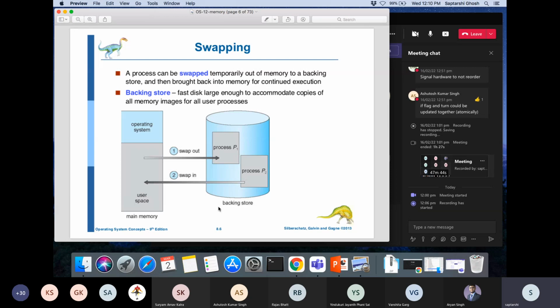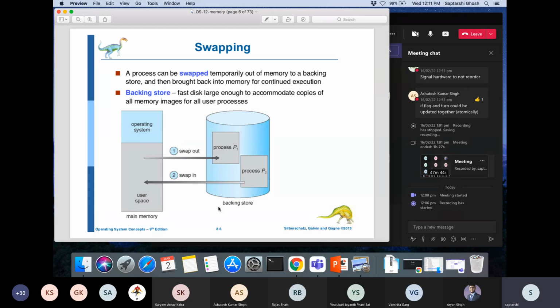Right. So maybe there are too many processes trying to share the memory, and it is not possible to fit all of them at the same point of time in the given memory. Then some of the processes may have to be swapped out to this backing store, right? And later, when that process has to be run, it is fetched back again from that backing store to the main memory. Okay.